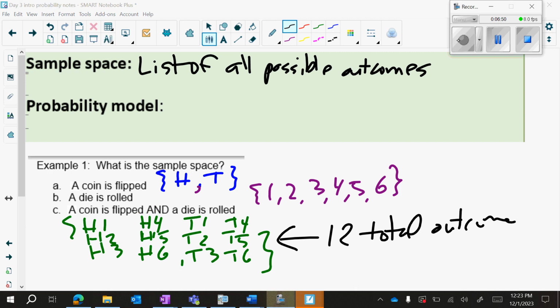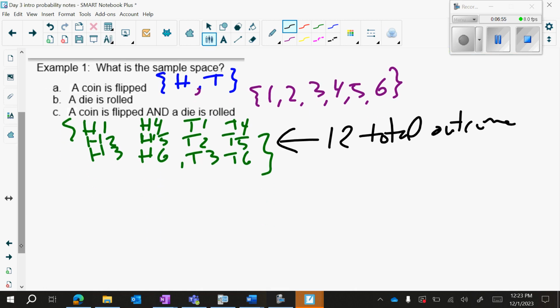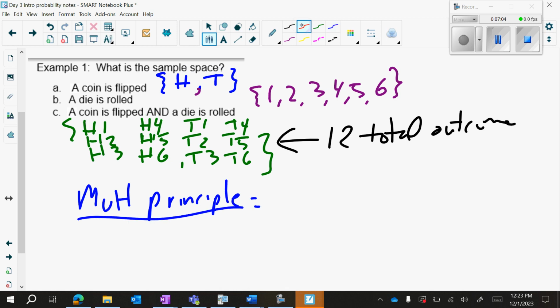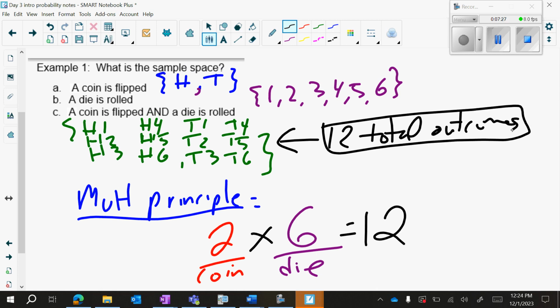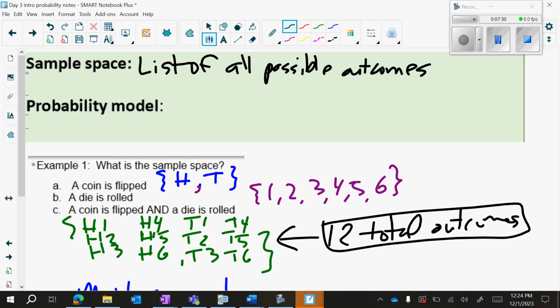And now it turns out what I could have done in order to compute it is what we call the multiplication principle. I could have taken the number of outcomes on the coin, which was 2, heads or tails. And then the number of outcomes on the die, which is 6, 1, 2, 3, 4, 5, and 6. And then you can multiply them together because "and" means multiply in probability. I'm doing a coin and a die. So 2 times 6 equals 12. So there are 12 total outcomes in my sample space for the combination of events of the coin flipped and the die rolled.